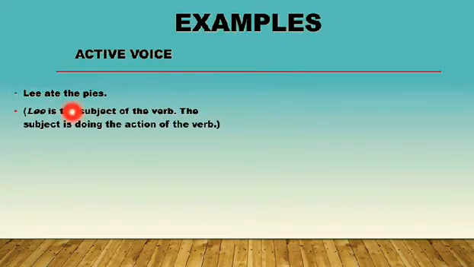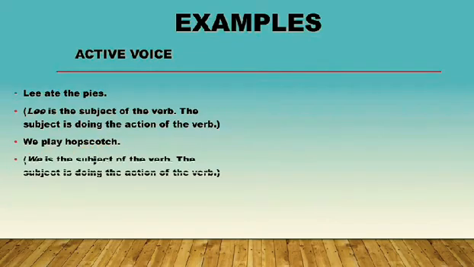Now, you see the same thing is written here. The subject is doing the action of the verb. Okay, the action is happening. The subject is performing the action of eating, and that is being acted on the pies, the object. Another example, let's see. We play hopscotch. So we is the subject, play is the verb, and hopscotch is the object. So that's how the subject is doing the action of the verb.